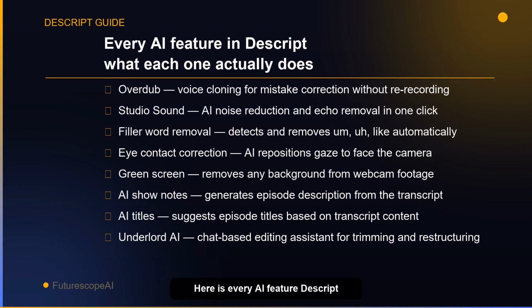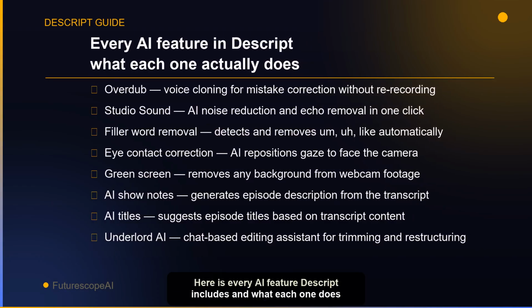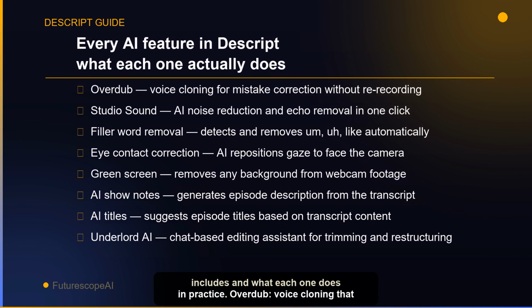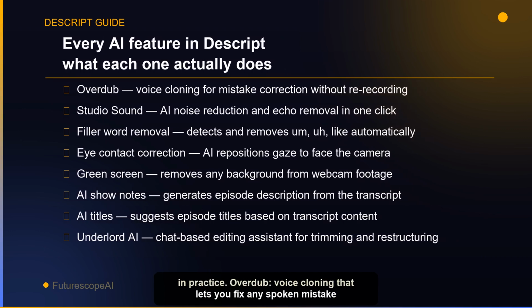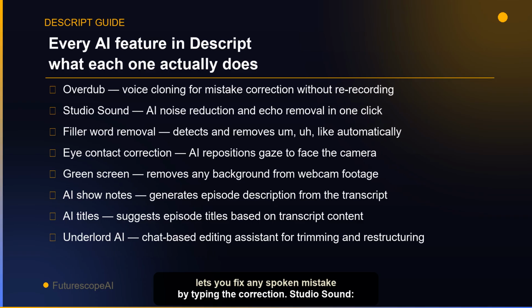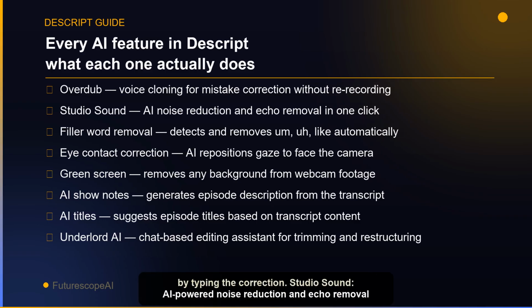Here is every AI feature Descript includes and what each one does in practice. Overdub: voice cloning that lets you fix any spoken mistake by typing the correction. Studio sound: AI-powered noise reduction and echo removal applied in one click, works on any recording, any microphone. Filler word removal: automatic detection and deletion of "like," and any custom words you specify across the entire transcript. Eye contact correction: AI analysis and repositioning of your gaze direction in webcam footage. Green screen: AI background removal without physical green screen hardware.